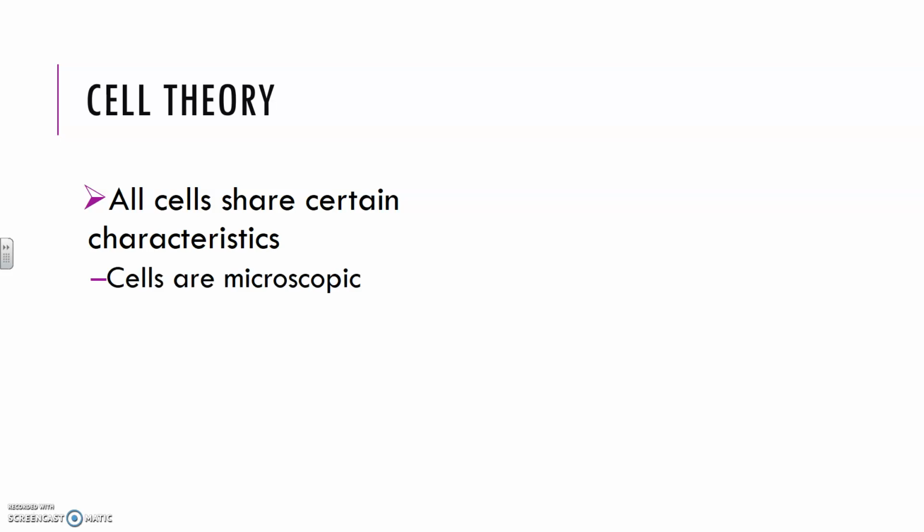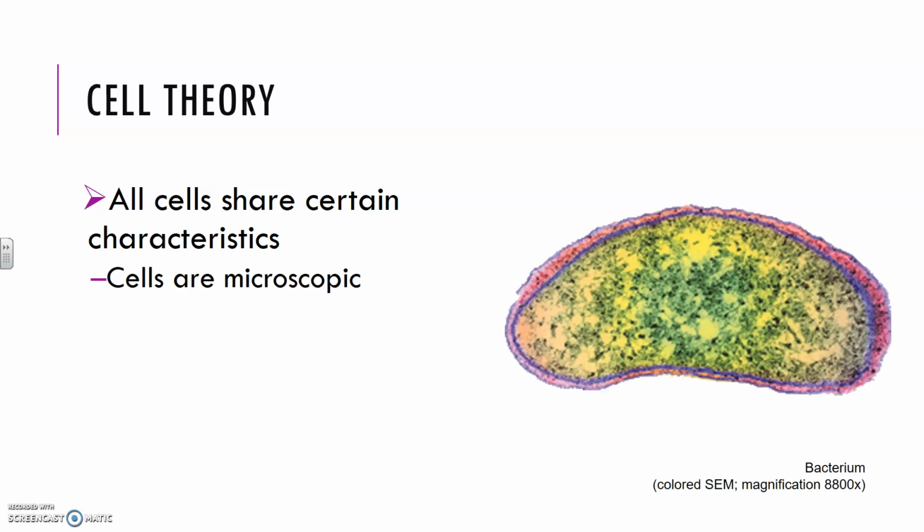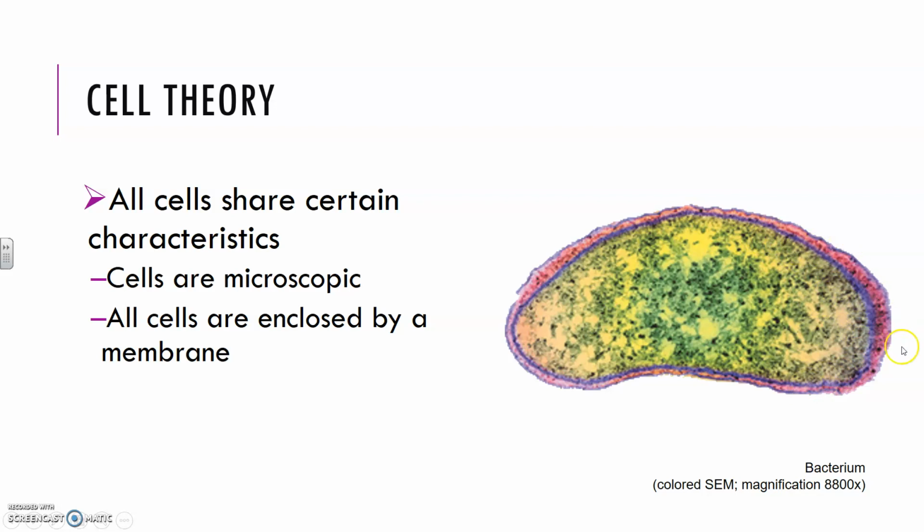So cells are microscopic. Basically they're tiny. I'm sure you already knew that. Not that it's groundbreaking. So this is a bacteria cell. It is almost 9,000 magnification to see it at this size. So a lot of magnification there just to see this one little tiny cell. All cells are enclosed by a membrane. It's actually the blue line here. This cell has a bit of a complex membrane, so this red portion is also part of its membrane.